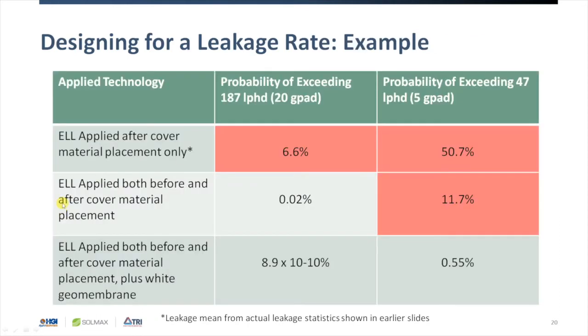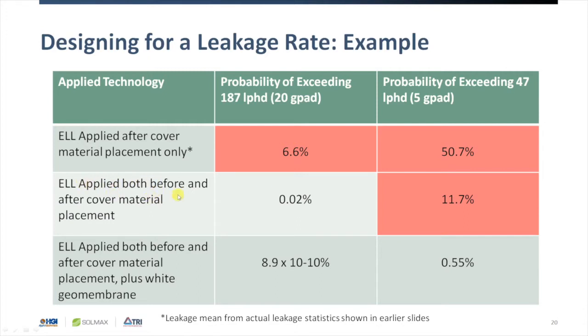So this is what I came up with in terms of probabilities. So if you apply the dipole method only after cover material placement, you have a 6.6% probability of exceeding 20 GPAD and 50.7% of exceeding 5 GPAD. Again, these probabilities came from actual leakage statistics that I had. The numbers below on the chart for the other types of applications, this is where I use that equation.